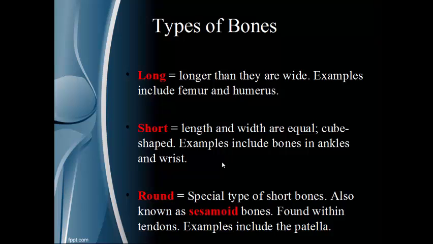And there's a special type of short bone called round. These are also known as sesamoid bones. And they're called that because they resemble sesame seeds, like on a hamburger bun. And these are round bones that are found within tendons. And a good example of this would be the patella, which is the kneecap. That is technically a round bone or sesamoid bone, which is a subdivision of a short bone.